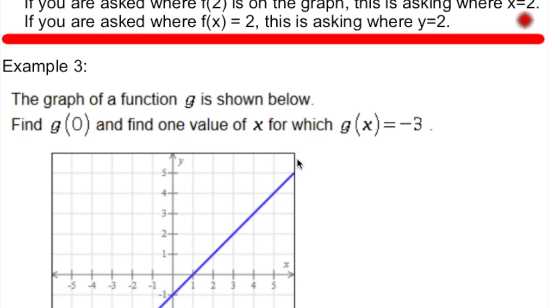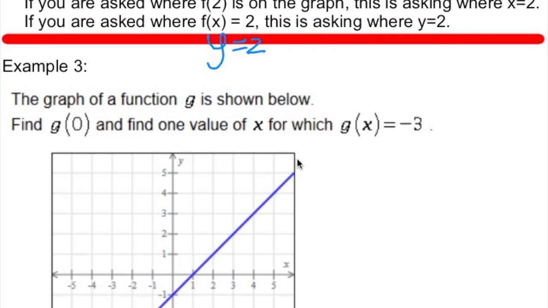Remember that graphically speaking, x is our horizontal movement left to right, and y is our vertical movement up and down. So down here in this second statement, f of x equals 2. We know that f of x is interchangeable with y. So when it says that f of x equals 2, that would be the same as saying y equals 2. So what this question is asking you is, where are you on the graph when y is equal to 2?